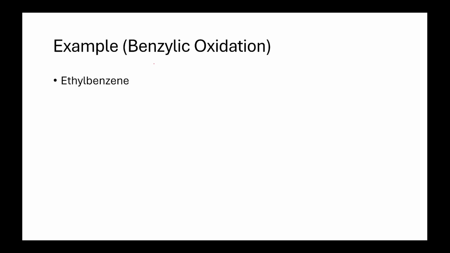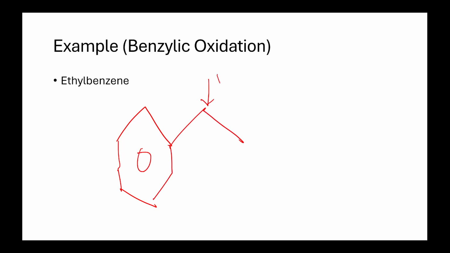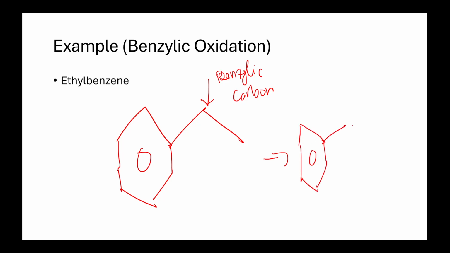So, take for example, we have ethylbenzene. This is our benzylic carbon. This will become oxidized. What would happen is it would form an alcohol.